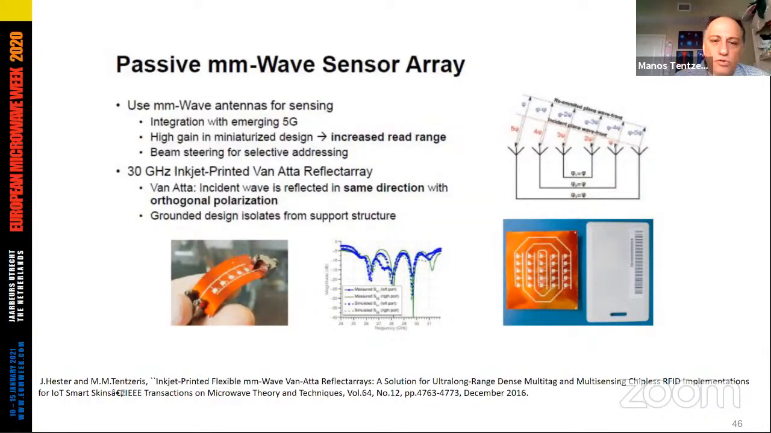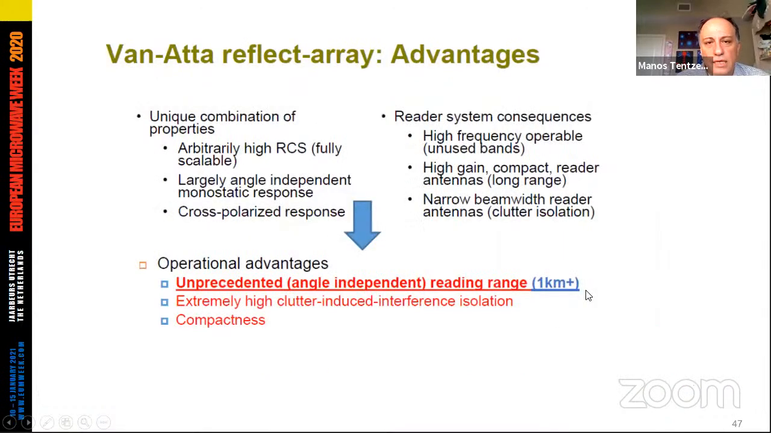The idea we came up with was utilizing reflector arrays. Reflector arrays, and especially Van Atta reflector arrays, are a principle that has been around for quite some time, though not used for this type of structure. So the incident wave is reflected in the same direction with orthogonal polarization to minimize the interference. Now, it's important because you could have arbitrarily higher RCS, which is an almost angle independent monostatic response.